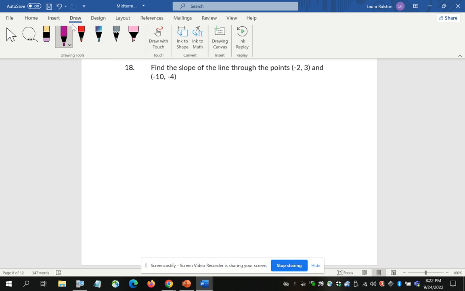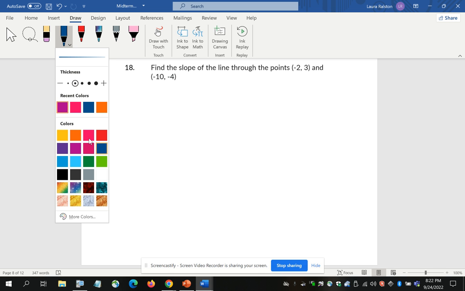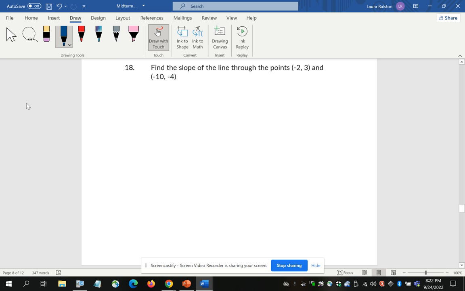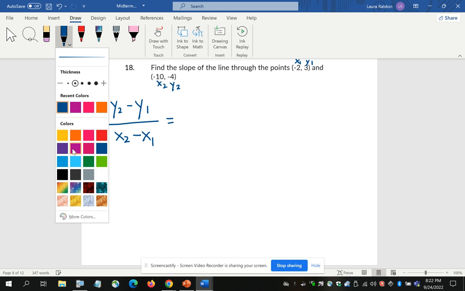Question 18 asks you to find the slope through the 2 points. Okay, the slope formula is given on the formula sheet. It is y2 minus y1 over x2 minus x1. Again, you have to realize that your first point is x1, y1. Your second point is x2, y2. And it becomes a straight out substitution problem, and then you do the math.